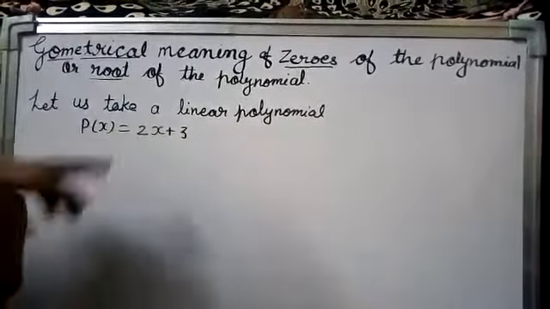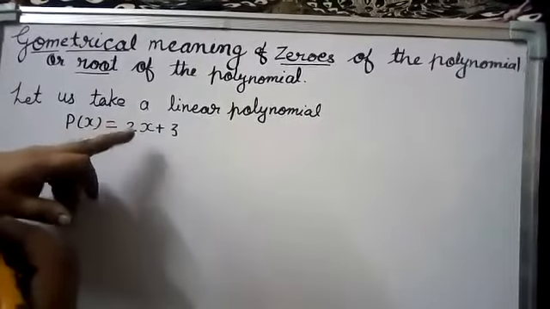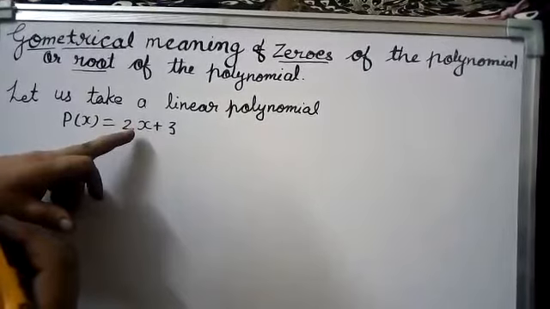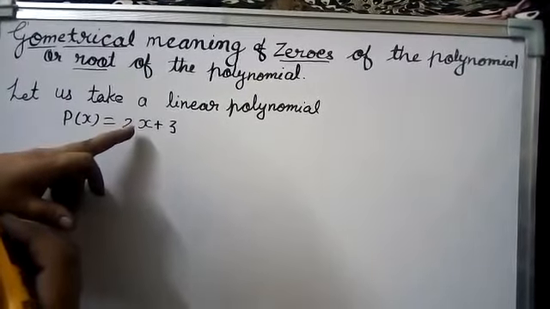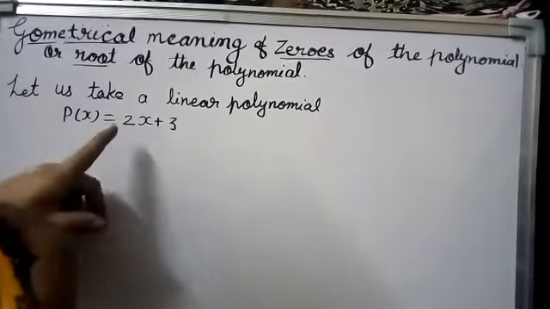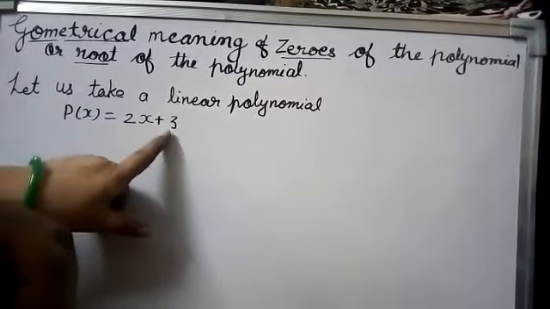Yes children, you can see this is a linear polynomial. In this polynomial, the highest power of x is 1. So the degree of the polynomial is 1, so it is called a linear polynomial. And how many terms does it have? It has two terms, 2x and 3.